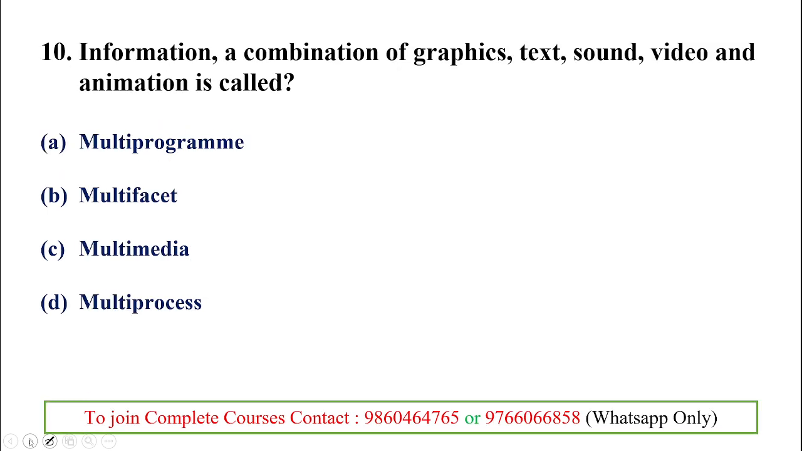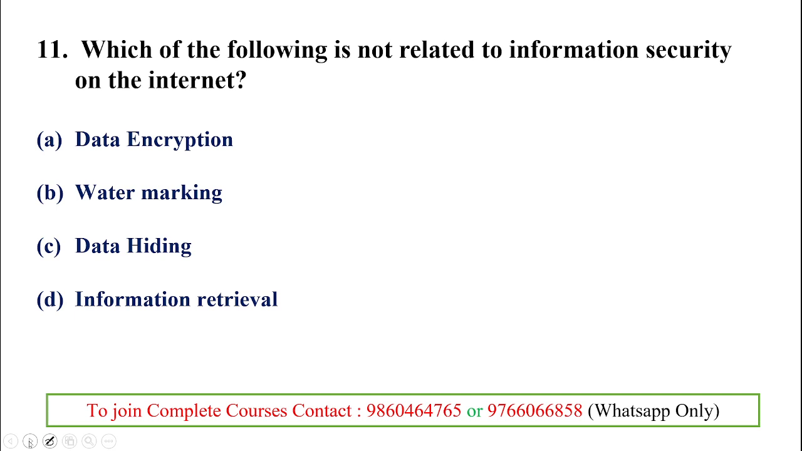Then the next question relates to information that is a combination of graphics, text, sound, video and animation, which is called multimedia. So multimedia is the combination of graphics, text, sound, audio, video, animation. And this is also an important question in the UGC NET exam. Clear?